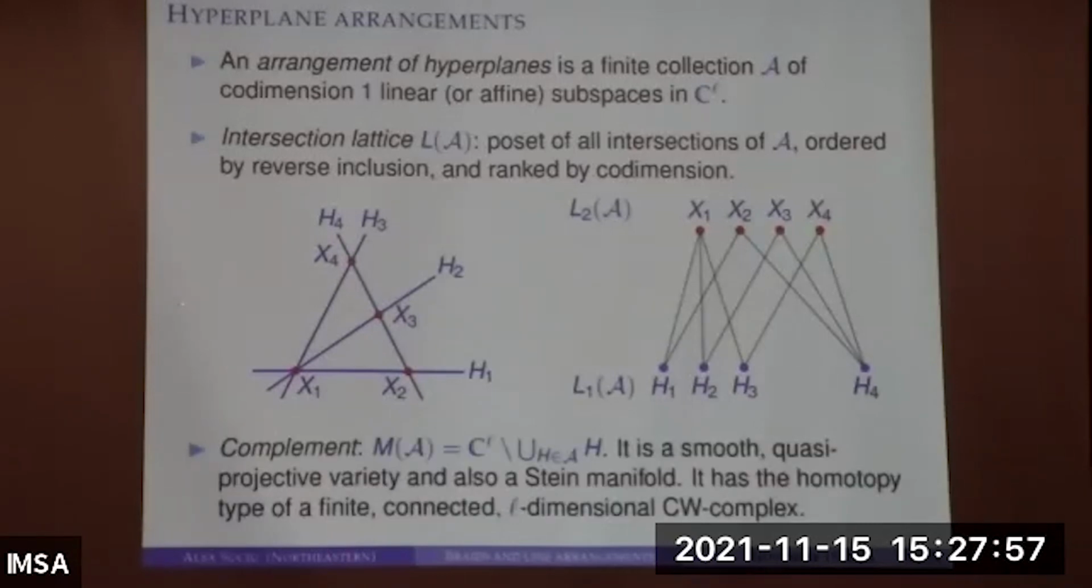All right. Topologically, the main object associated with the arrangement is the complement of the union of the hyperplanes. This is a smooth quasi-projective variety. It's also a Stein manifold, so it has the homotopy type of a finite connected l-dimensional simplicial complex. We are assuming here implicitly that l is positive, right?